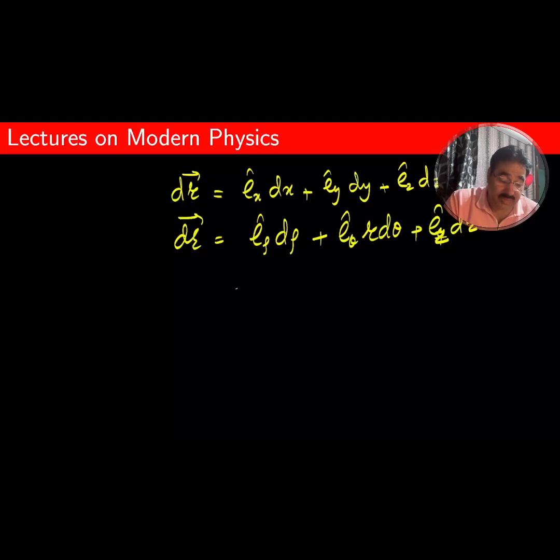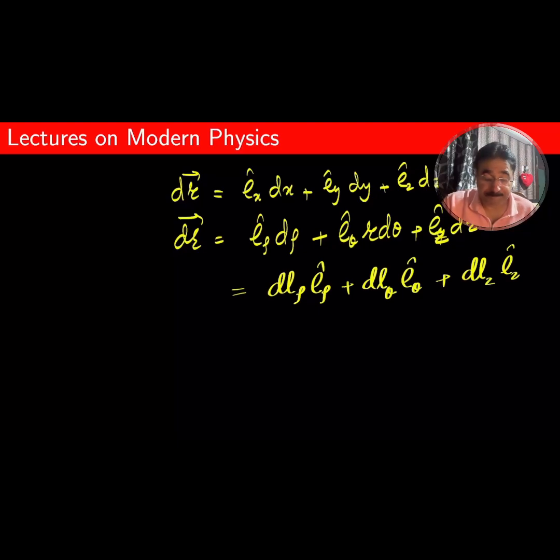I can write this as the length element dl rho, e rho, plus the length element dl theta, which is r d theta, e theta, plus dz, which is dlz, the length element in the z direction, and then that is e z. This is another way of saying the same thing.